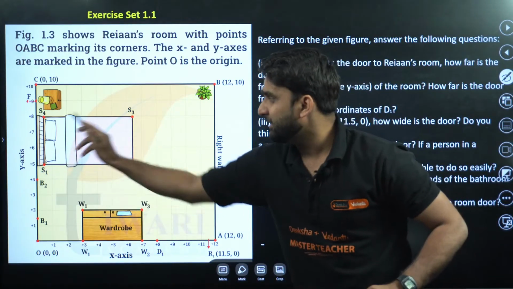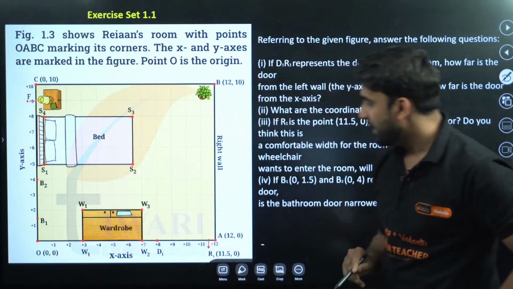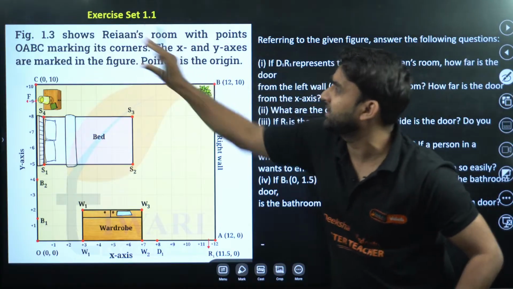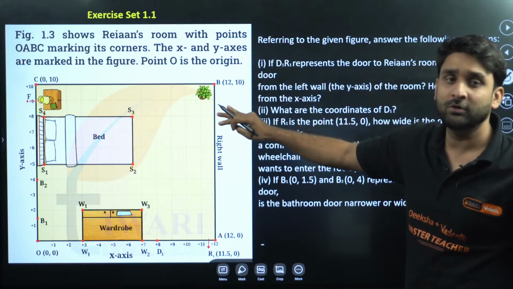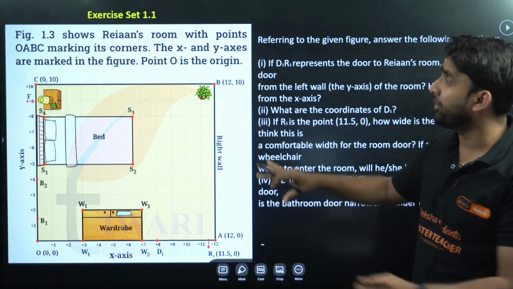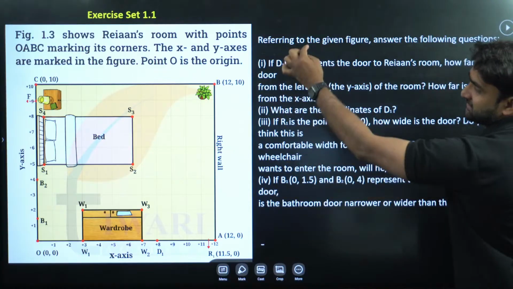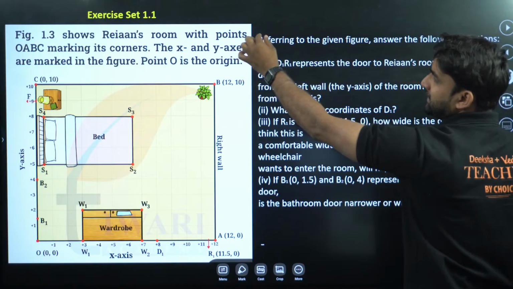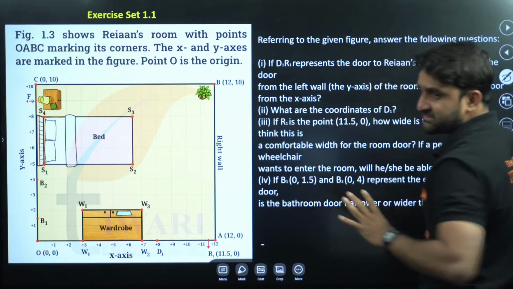This is the bed which is kept inside the bedroom. This is the lamp table, this is the wardrobe, and here is the entrance D1 R1. A few pieces of information are given here, right? On the basis of this information, after observing and visualizing the diagram, we have to answer these questions. In exercise set 1.1, these are the questions. How many questions are there? 1, 2, 3, 4 questions are there.